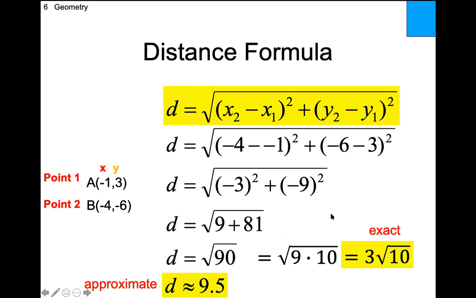Like I said, why both answers? You go to Home Depot and you say, I need a piece of wood that's 3 root 10 inches long. They're going to look at you funny. But if you say, I need a piece of wood that's 9.5 inches long, well, they can do something with that.